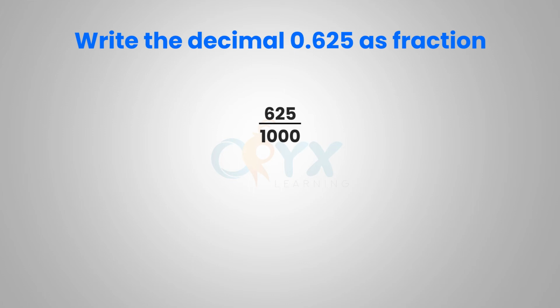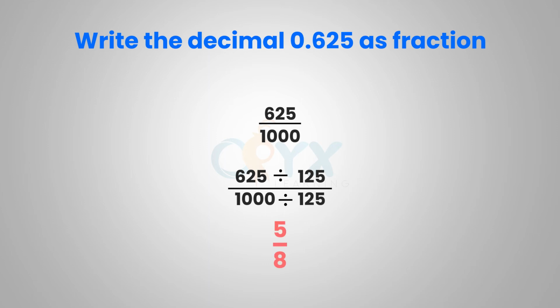I want to reduce that down. I can reduce it by lots of different numbers, but if I pick the largest number that goes into them, the greatest common factor, it will be the least amount of steps. So in this one, the largest number that goes into both 625 and 1,000 would be 125. If I divide 625 by 125 and 1,000 by 125, this fraction reduces all the way down to 5/8.